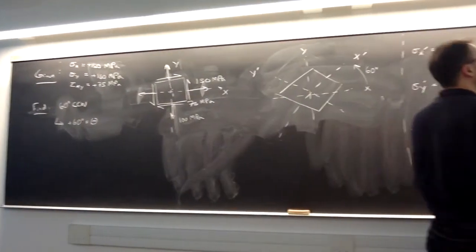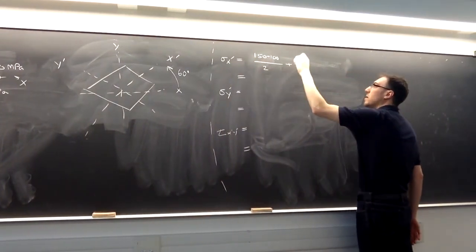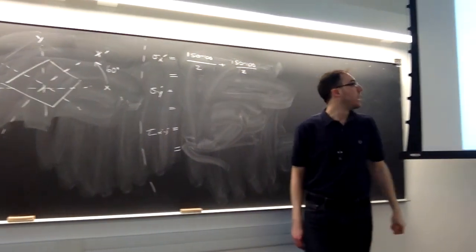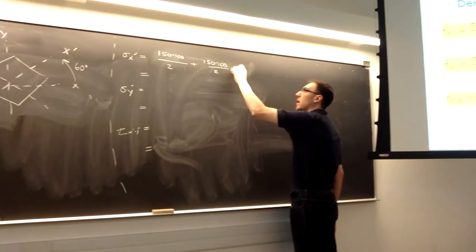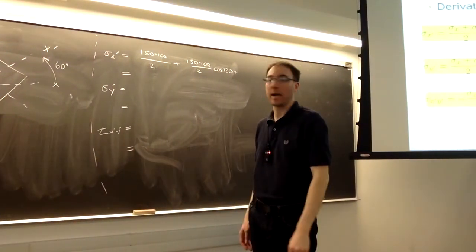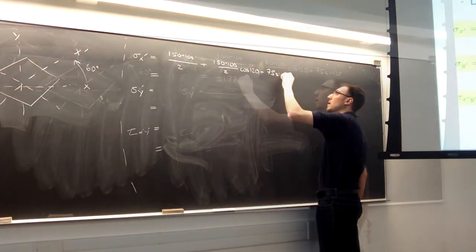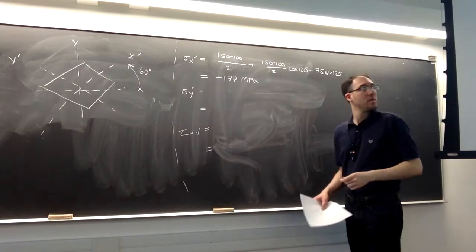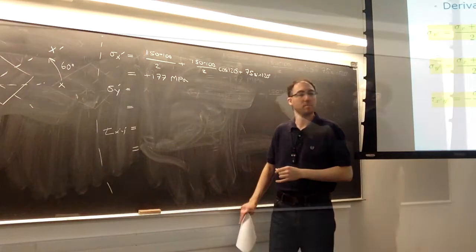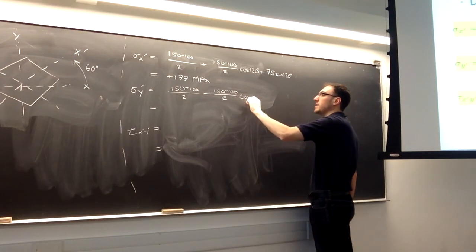So in this case, we have (150 plus 100) over 2, plus (150 minus 100) over 2, times cosine 120, plus, now we do have to consider that we have that tau xy that is non-zero, 75 sine 120. Putting all of our values in, we'll get a positive 177 megapascals for sigma x prime. Basically the same equation for sigma y prime, but subtracting the second and third terms.